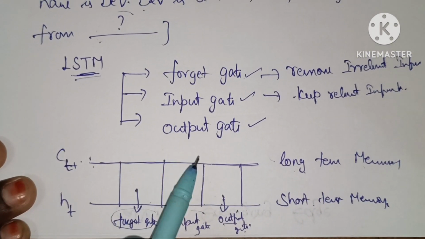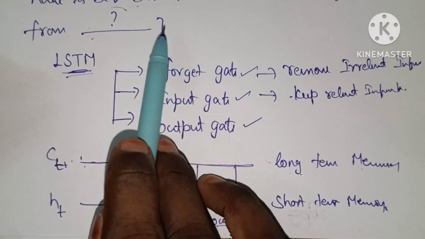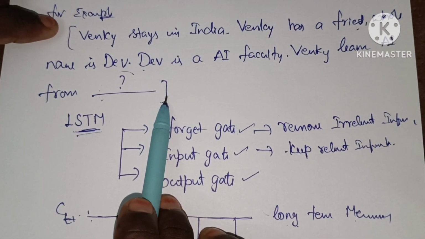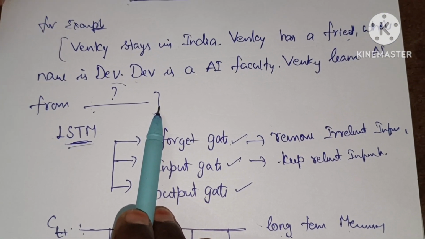So this is called the LSTM concept. That's why we can deal with any large statement. We can easily process it with LSTM. Basically, this is one type of variant.